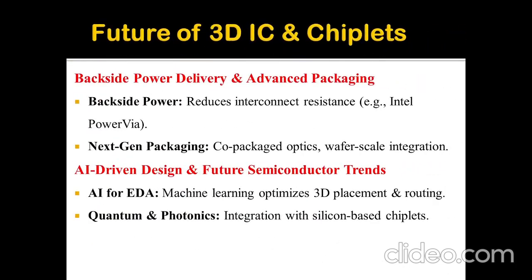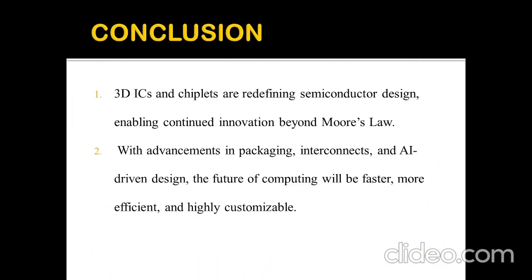So let us check the future of 3D ICs and chiplets. The future is driven by backside power delivery and advanced packaging, which reduces interconnect resistance, along with co-packaging like wafer-scale integration, and AI for EDA. We can use machine learning to optimize 3D placement and routing for back-end development. Quantum and photonics are also being integrated with silicon-based chiplets. So this is about the future.